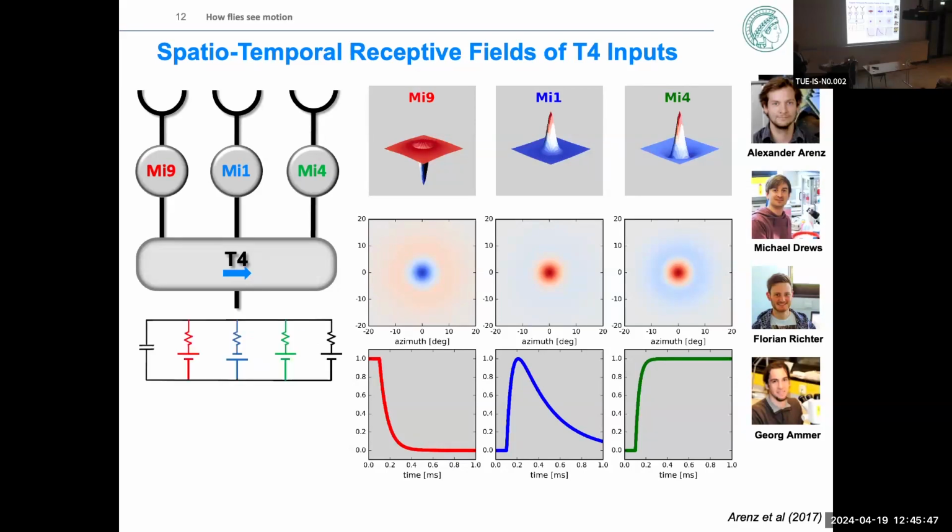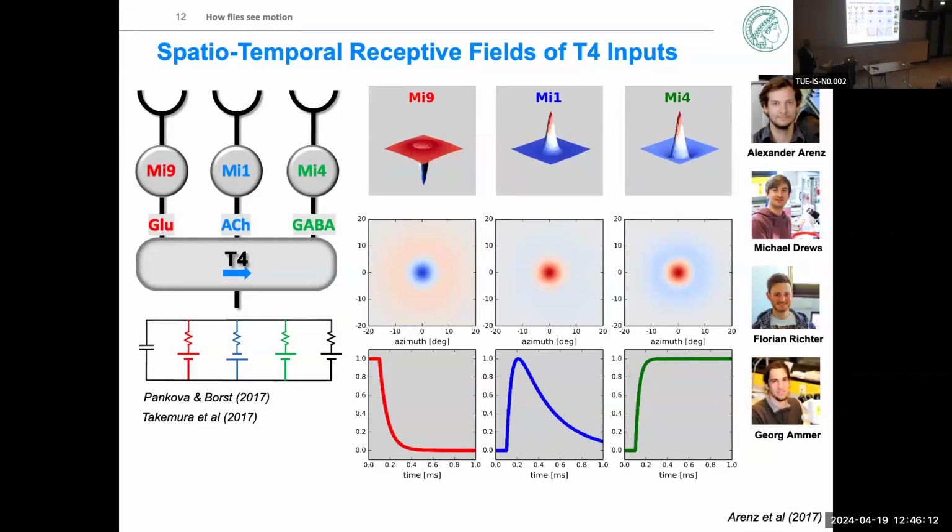We wanted to know the biophysics of these computations. I wanted to have electrical equivalent circuits based on conductances, which then do these computations. And as a first step towards such an understanding, you need to know the transmitters. Fortunately, we and others figured out that Mi9 is glutamatergic, this one is cholinergic, this one is GABAergic.